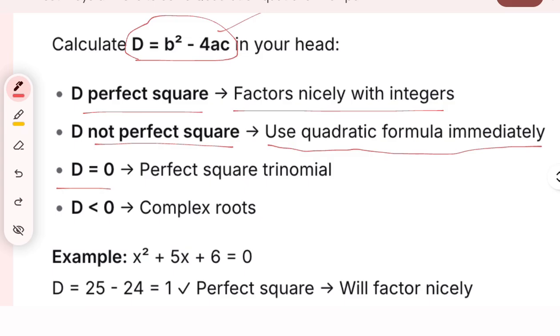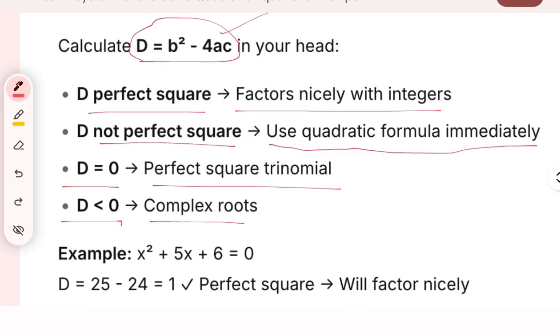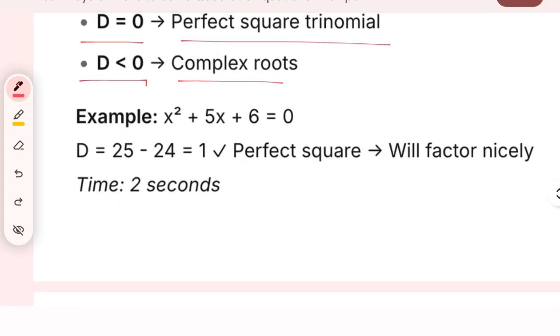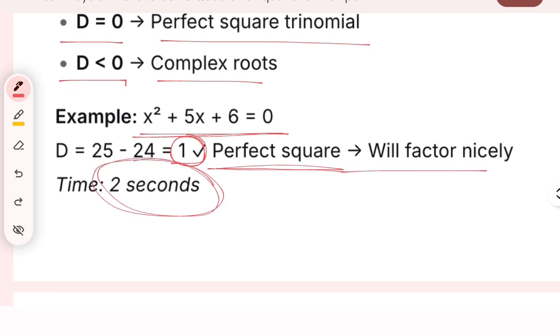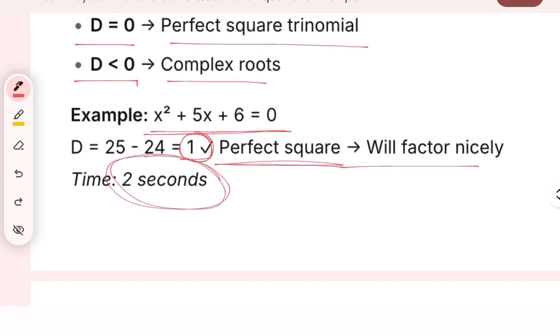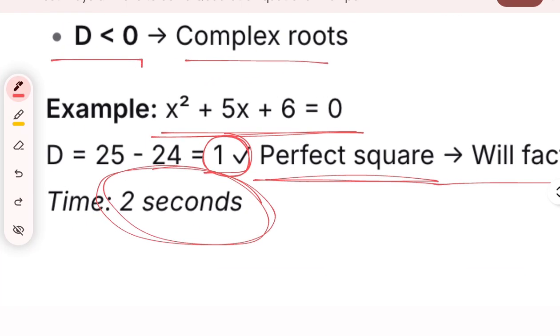And when D is equal to 0, it's a perfect square trinomial. When D is less than 0, it's complex roots. So an example for this is this one. And we computed D equal to 1. Therefore, it is a perfect square. And that would take about 2 seconds to identify. But if it would have been me, if I will be given something like this, I will just apply the quadratic equation and solve for x.